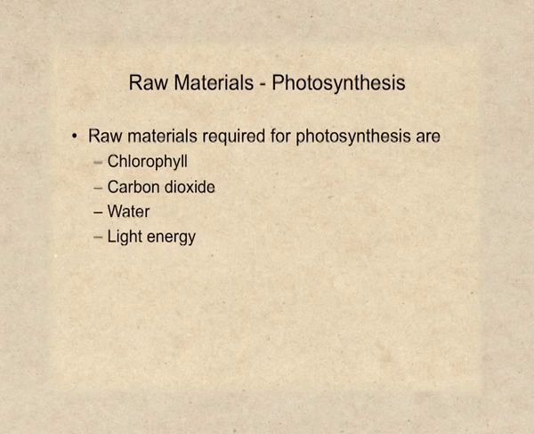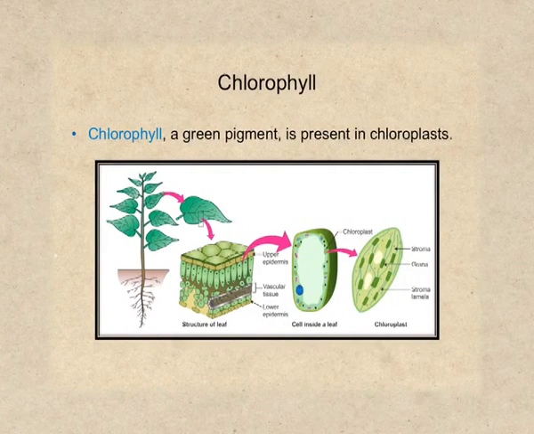The raw materials required for photosynthesis are chlorophyll, carbon dioxide, water and light energy. Each has an important role to play during photosynthesis. Let's understand how these raw materials are obtained by the plants, for which we also need to know some structures. Let's see. Chlorophyll. It is a green pigment present in chloroplasts.